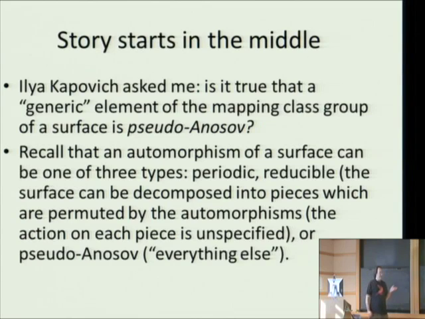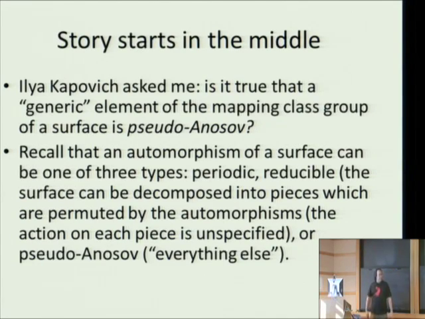Those that are periodic, that's pretty obvious what that means. Those that are reducible, which means that you can take the surface and decompose it along a bunch of curves so that the automorphism permutes those pieces, and on those pieces it acts in some mysterious way which we don't care about, because then we can do it recursively. And then all the rest. So this seems like a pretty stupid classification, but in fact, of course, the point was that Thurston had a lot more to say about the 3rd class, which is the most interesting.